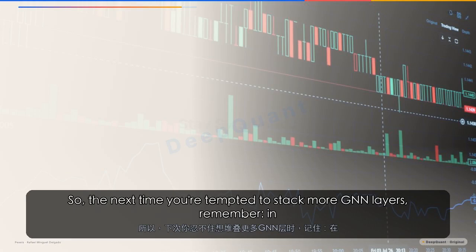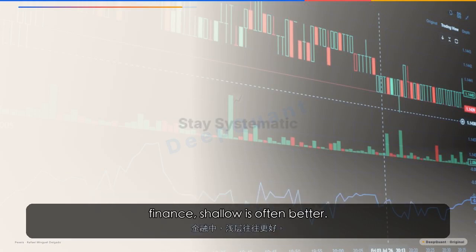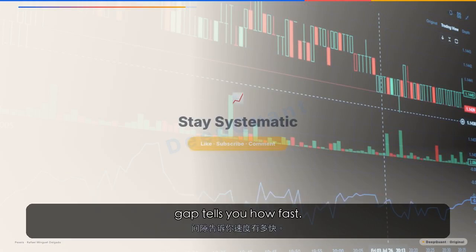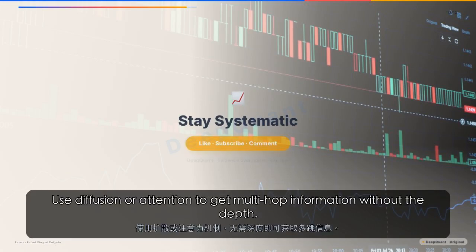So, the next time you're tempted to stack more GNN layers, remember, in finance, shallow is often better. The math of Laplacian smoothing guarantees oversmoothing, and the spectral gap tells you how fast. Use diffusion or attention to get multi-hop information without the depth.